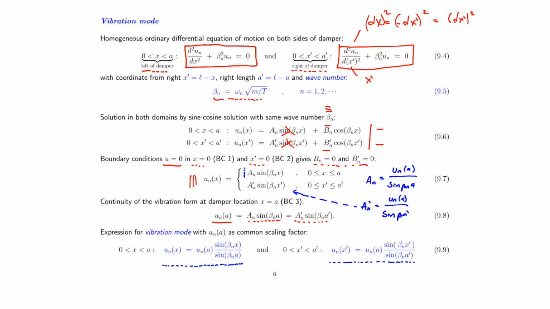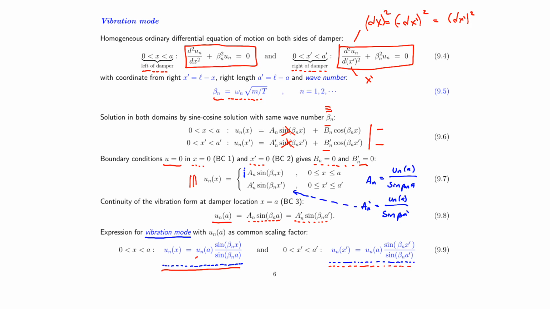So suddenly we have an expression for our vibration mode. And the expression for our vibration mode is actually a combination of two expressions. If we want to plot the vibration mode to the left of the damper, we are supposed to use this expression. And if we want to plot the vibration shape of the cable to the right of the damper, we should use this expression over here.